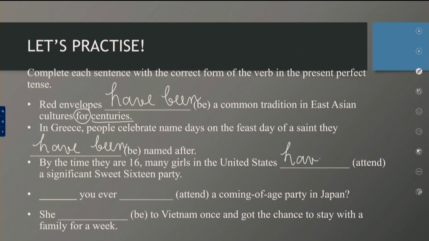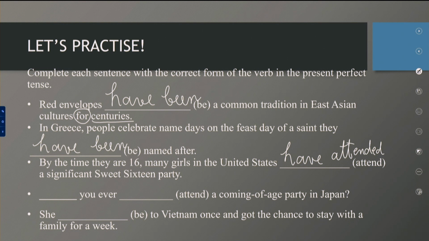Andrea, back to you for the third sentence, please. By the time they are 16, many girls in the United States have attended a significant Sweet 16 party. Good. Have attended. This is a regular verb. We add ed to it.